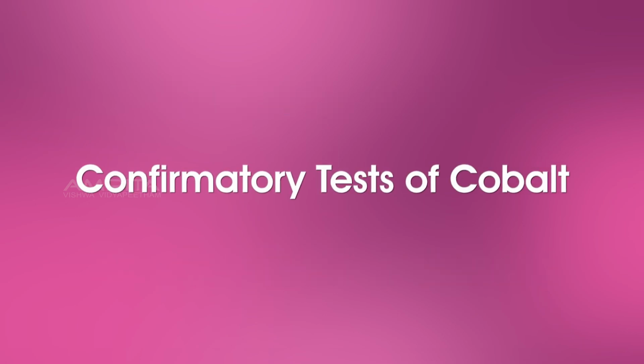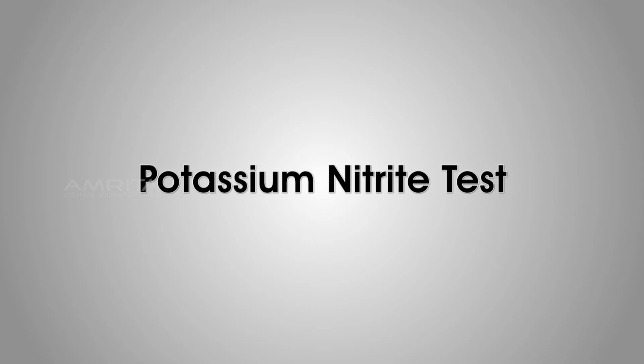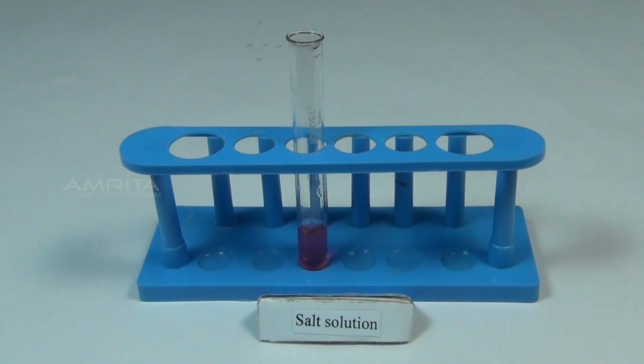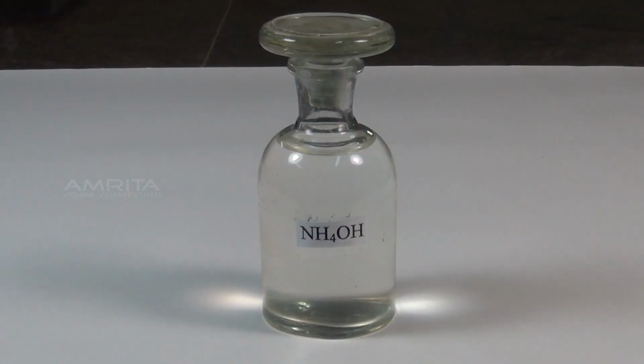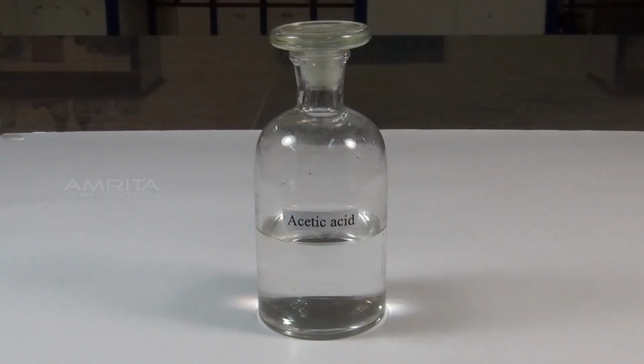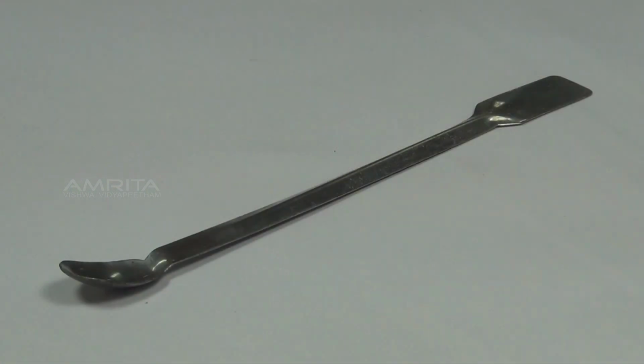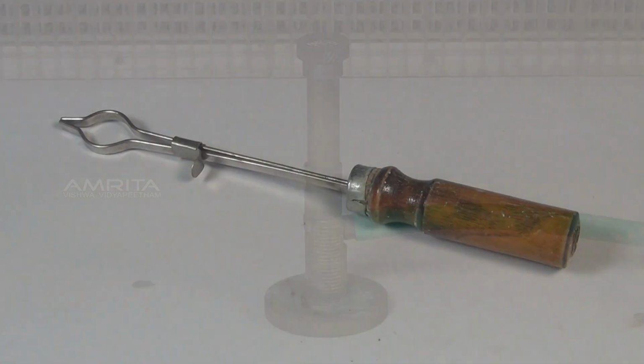Finally, we look at the confirmatory tests of cobalt. Potassium nitrite test. Materials required: salt solution in a test tube, ammonium hydroxide, acetic acid, potassium nitrite, droppers, spatula, test tube holder and Bunsen burner.